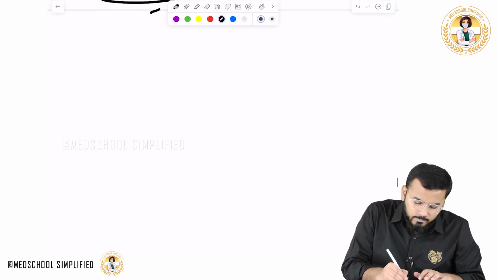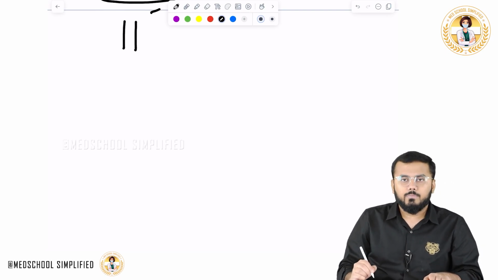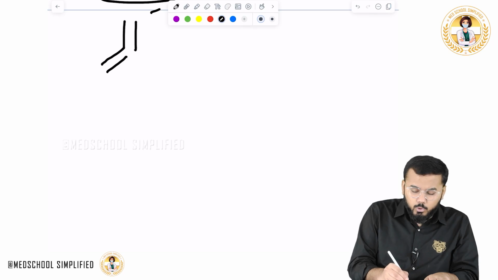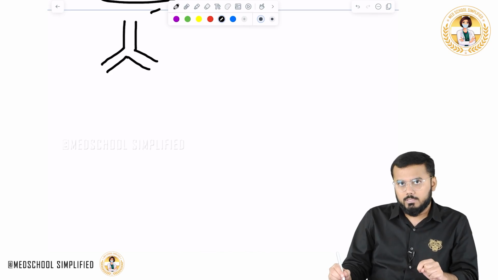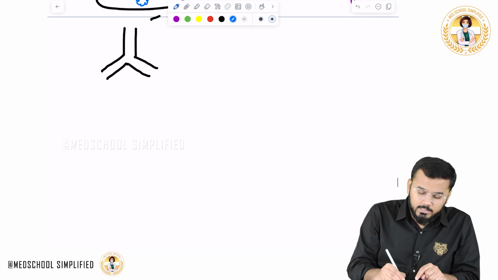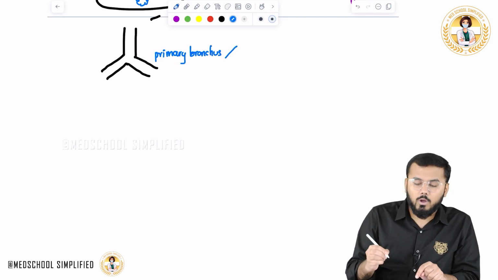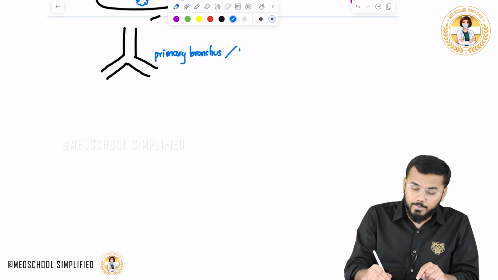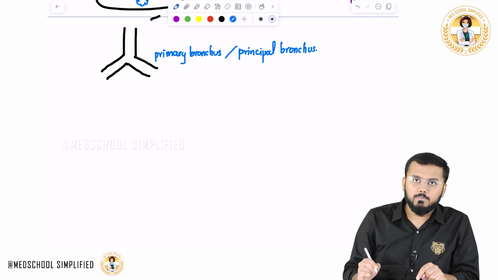If you look here, this part which I am drawing right now is your trachea. The trachea is divided into two bronchi over here. These two bronchi are called primary bronchus. Let me also write it down side by side. These are called primary bronchus. What is the other name for primary bronchus? The first bronchus, or also called principal bronchus. Primary bronchus is also called principal bronchus.